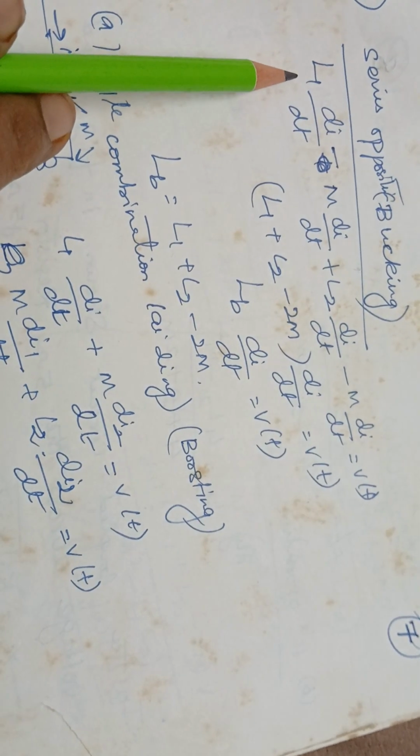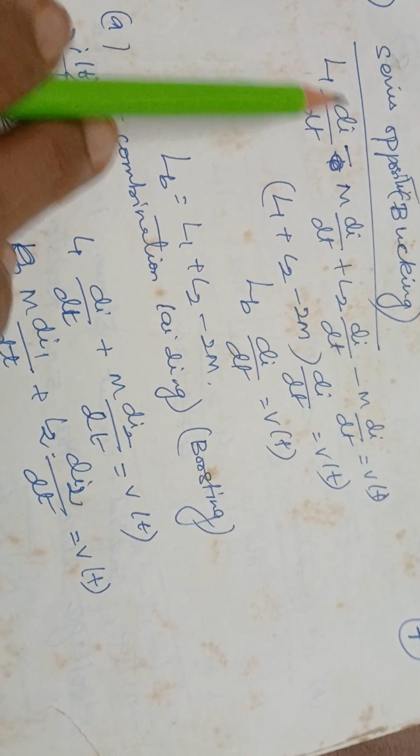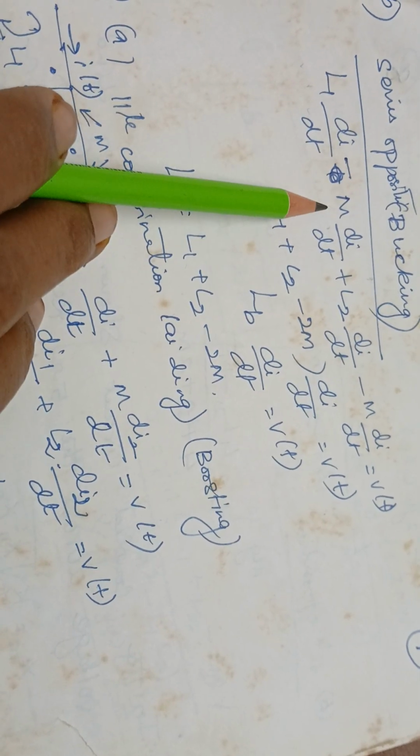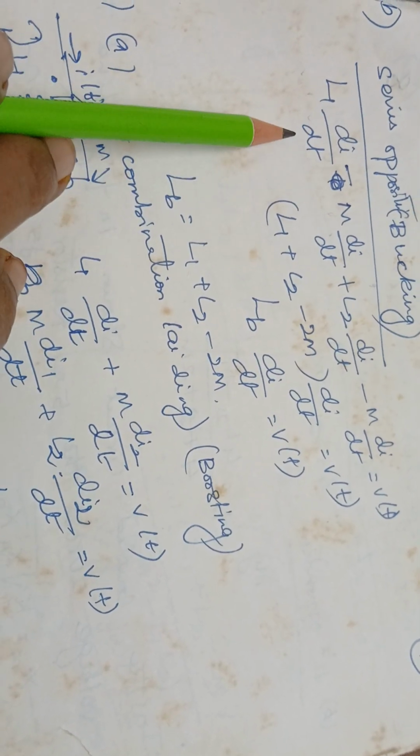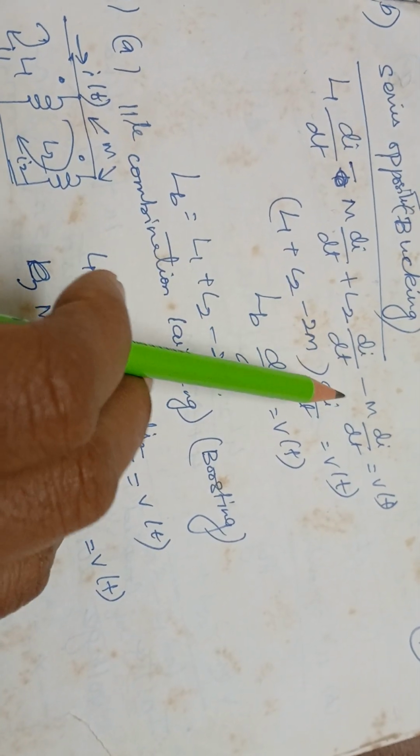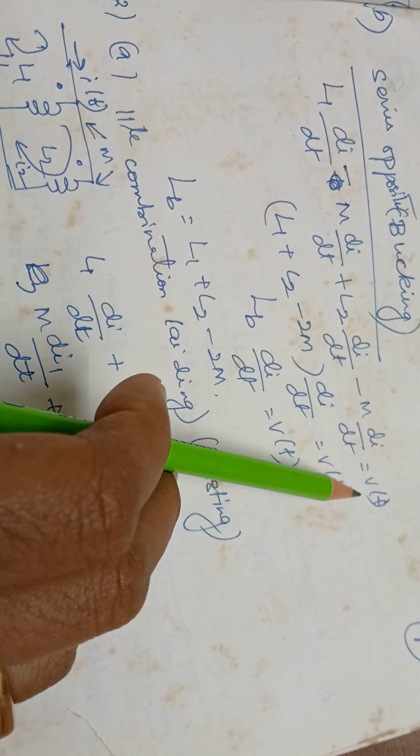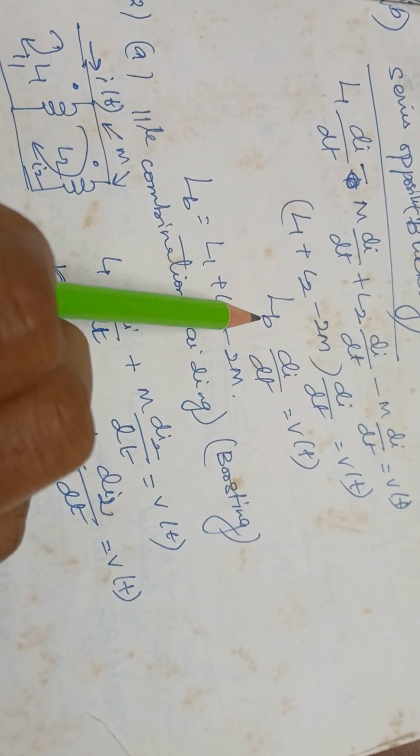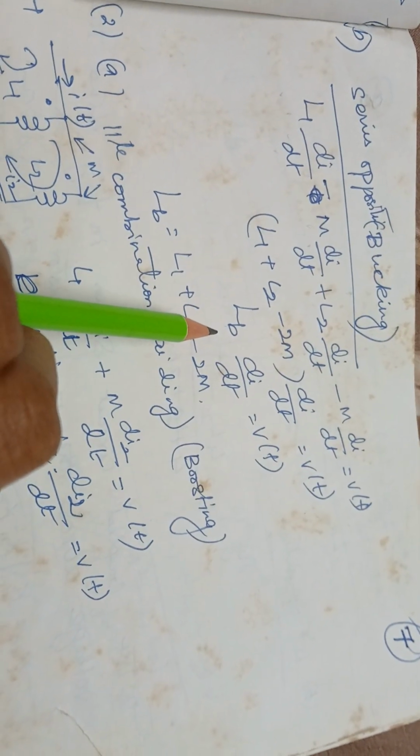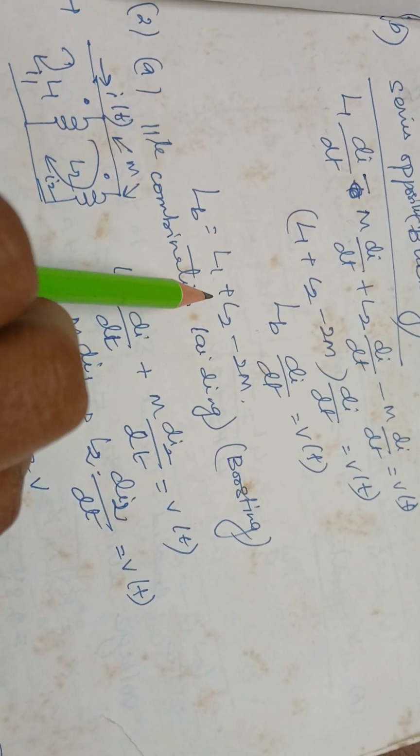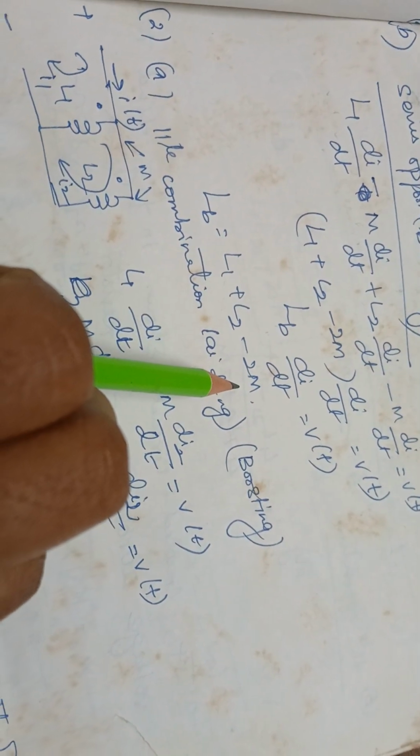So here in this case, the inductance and the mutual inductance will have the opposite sign. So L1 into di by dt minus M into di by dt plus L2 into di by dt minus M into di by dt is equal to V of t. So taking it as common, it is LB, which means bucking, or opposition. So LB is equal to L1 plus L2 minus 2M.